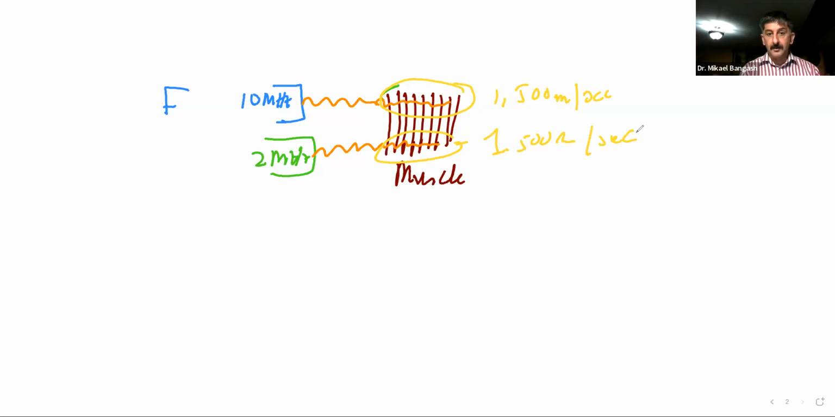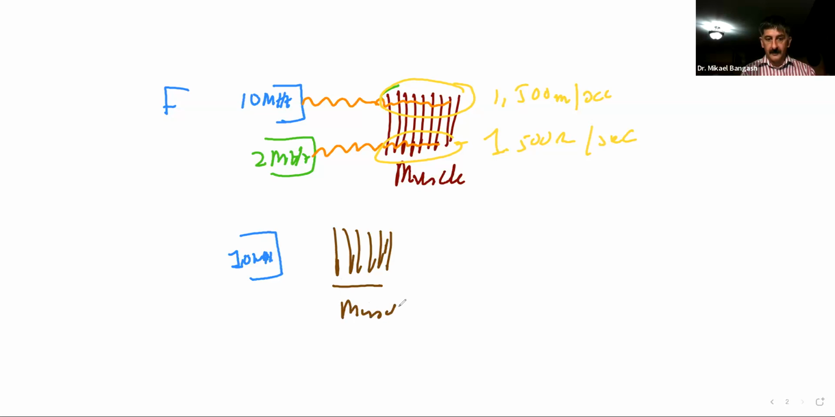But what it actually means is that speed of sound is determined by tissue. Say I had a 10 megahertz transducer, and it sends a sound wave through this medium, which we will say is a muscle. Right next to that muscle we have another tissue. That's just fat.